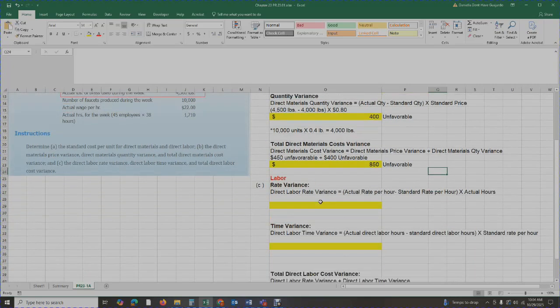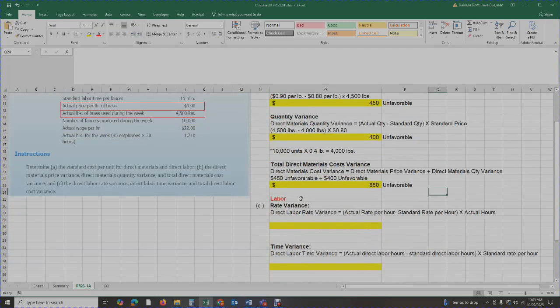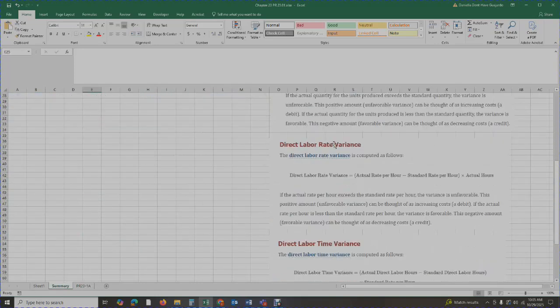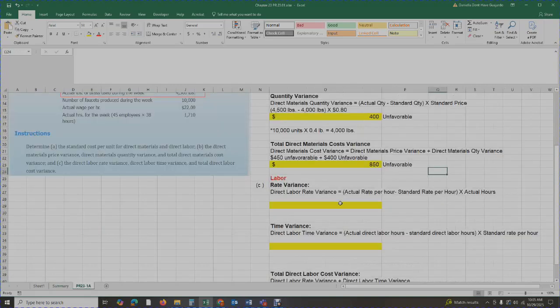Now we're going to jump over to labor. The top section was dealing with materials, the price and the quantity. Now we're going to deal with the labor, the rate and the time. So let's do the direct labor rate variance. This is your actual rate per hour minus your standard rate per hour times your actual hours. And once again, those formulas are in your book right here. Direct labor rate, direct labor time. So I don't want to hear that it's not in the book. Yes, it is.